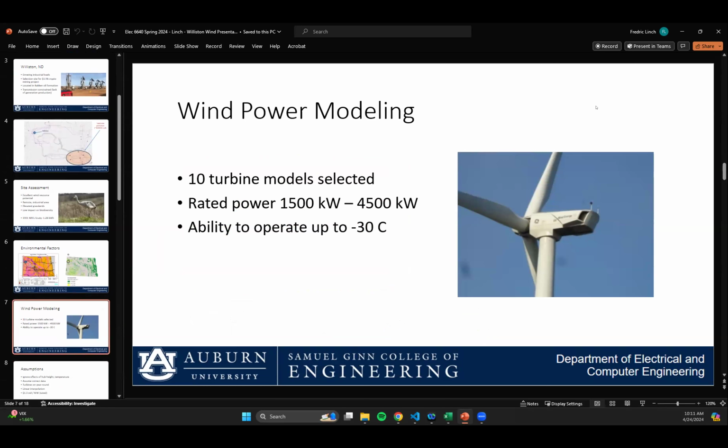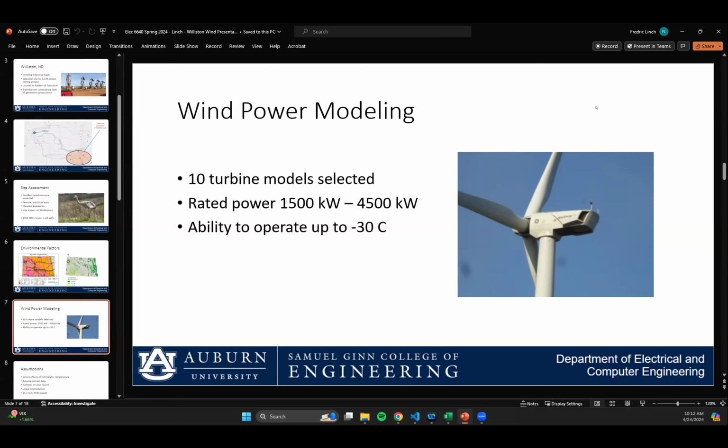All right, so for our wind power modeling, we looked at 10 different turbine models. Some of them are actually ones that are being used currently on wind farms in North Dakota, and then there's a handful of other ones that are not. And they all vary in rated power between 1500 and 4500 kilowatts, which we felt was a fairly representative range.